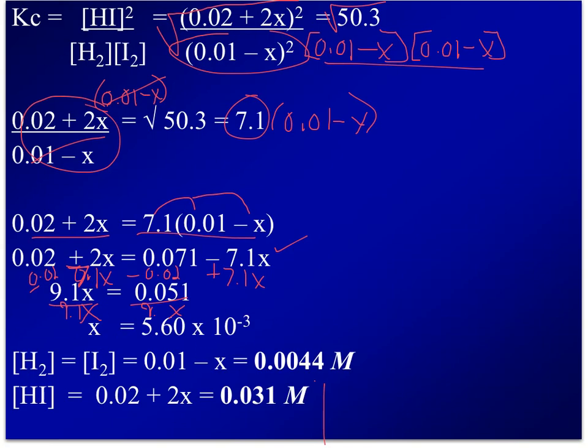Okay, now we need to go back to our original equation, our final expressions, our equilibrium. Plug in x into 0.01 minus x. Remember that was H2 and I2. And that gives us 0.004 for both H2 and I2 because they're the same. Then we'll go ahead and plug x in for 0.02 plus 2x. That's HI at equilibrium, and it gives us that.